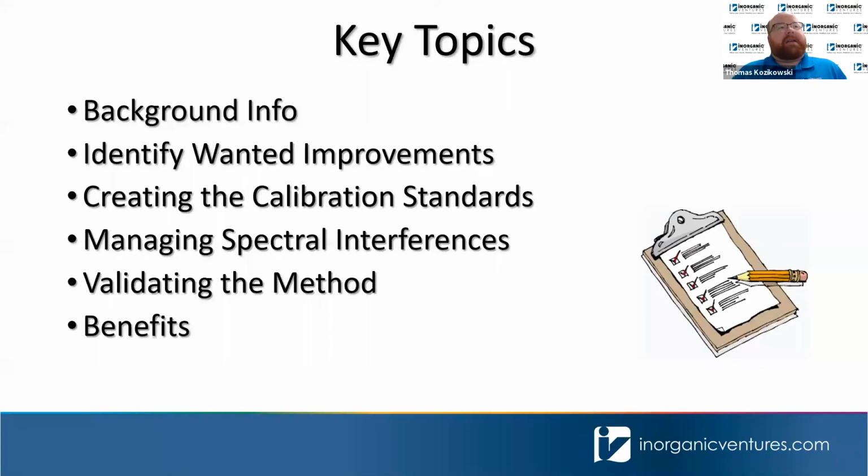So our key topics for today, we're going to go around some background information about our old QC method and what we have developed in the past year to test more and test better. We're going to identify the wanted improvements over the old method, and then we'll go through the process that we went through to create new calibration standards. And then we'll talk about managing spectral interferences, how we validated the method, and we'll go over the key benefits that we have gotten from changing the method to our latest and greatest version.